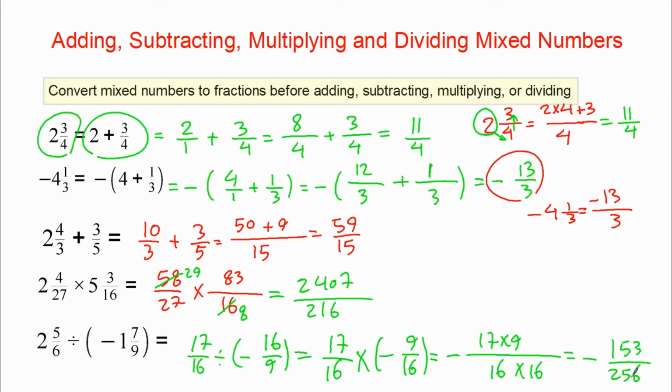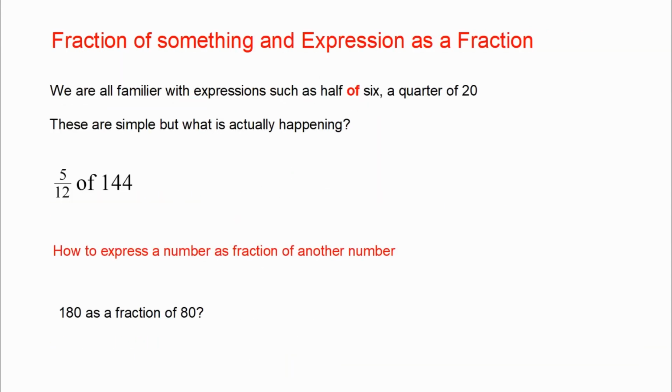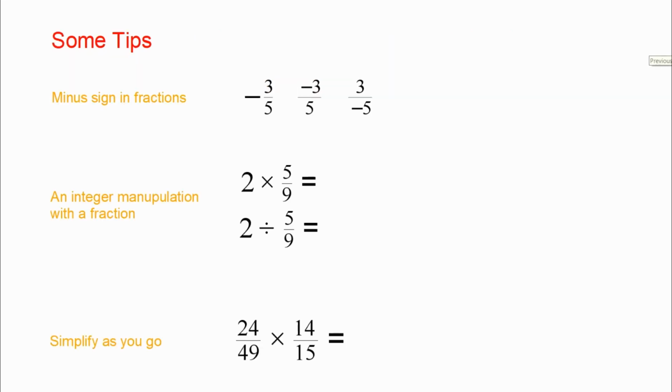Okay, now if you go to the next page, which has some tips. The last example that we did had a negative fraction. This is always a bit confusing for some students. Do we have minus 3 over 5, or 3 over minus 5?